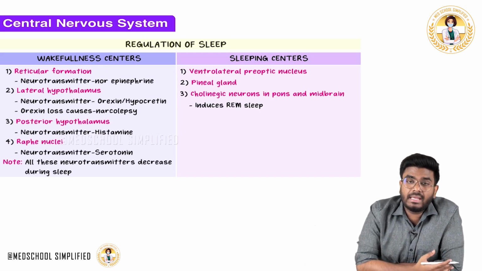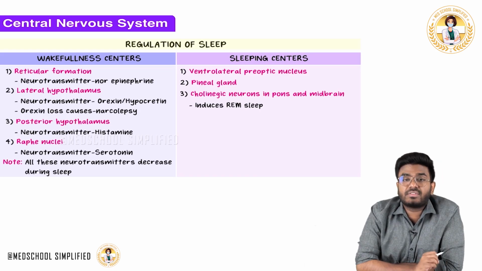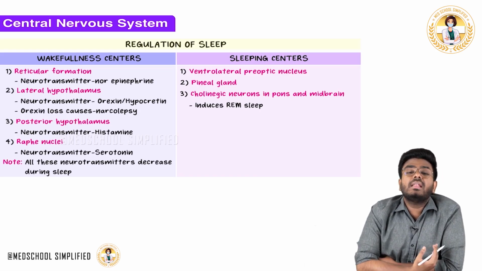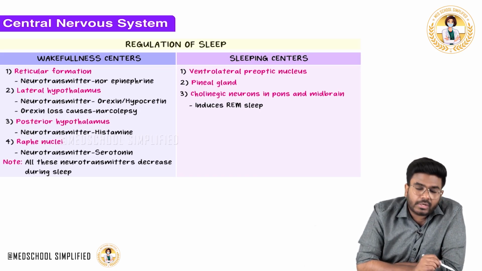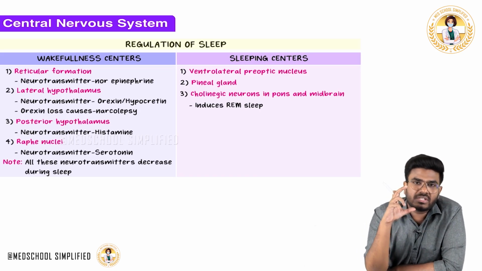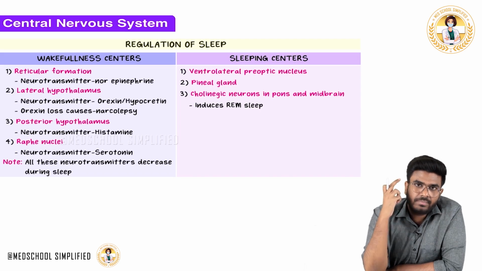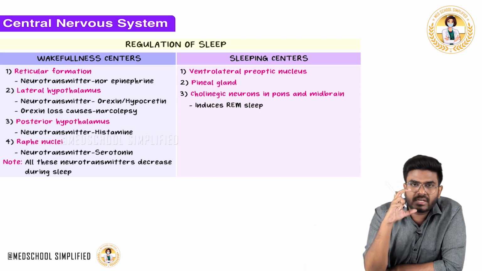What happens in the early morning? In the early morning, they will release certain neurotransmitters which will activate your cortex, and you will wake up. So, reticular formation: this is a group of nuclei which are present in the brainstem.